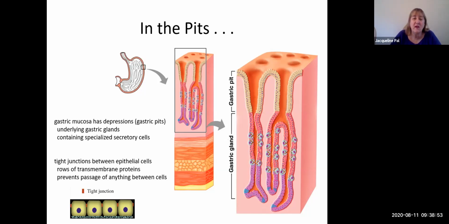And what I want to point out in this simple epithelium, there are a lot of tight junctions. So refresh your memory. Tight junctions mean we have rows of transmembrane proteins. Those two cells are stuck together and nothing can go between the cells. So whatever gastric juices, whatever's in the stomach cannot travel between the cells. It's going to have to go into the cells.